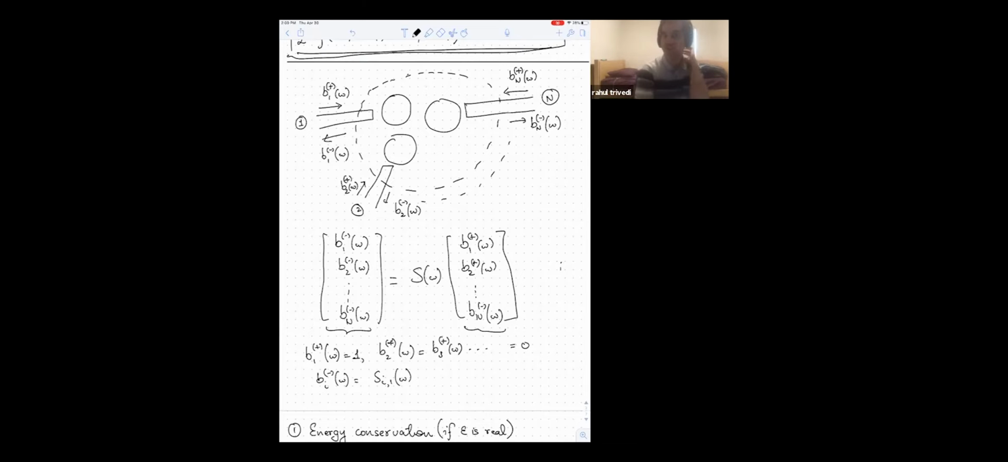Where do you think we have used time invariance up till now? I mean, I guess if it's not time invariant, the scattering matrix would change over time. Right. So that's one way of thinking about it.